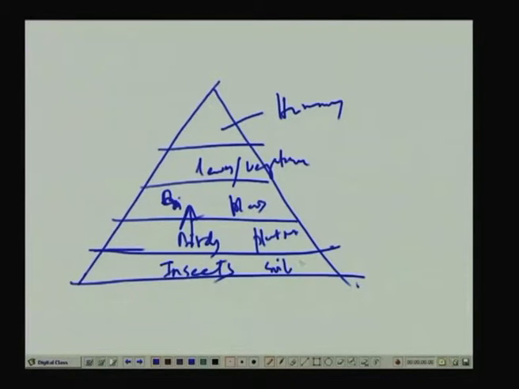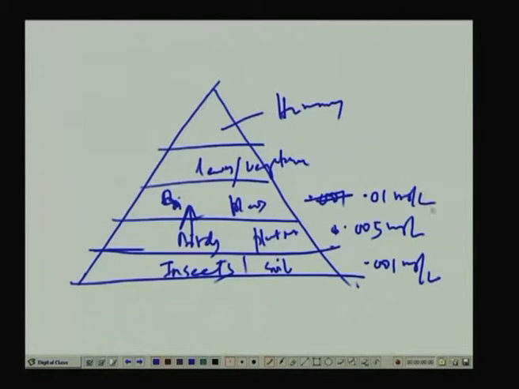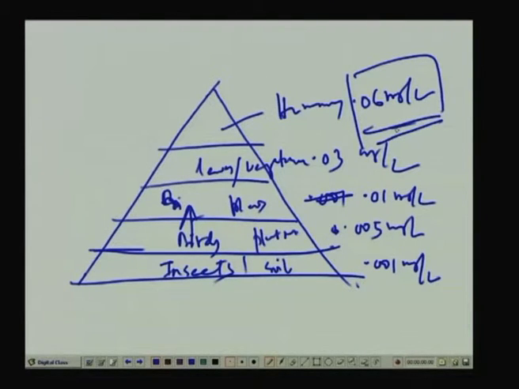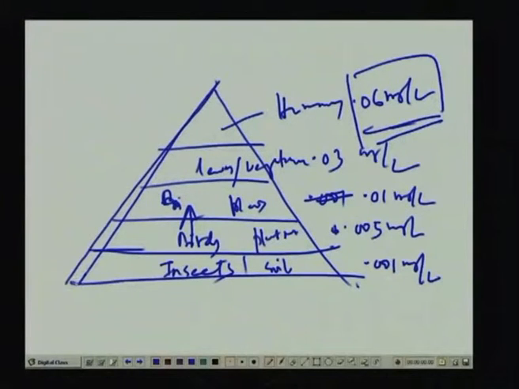What has started as a very small concentration, say 0.001 milligram per liter at the insect level or the soil level, would keep on accumulating. In the next level it would be say 0.005 milligram per liter, then 0.01 milligram per liter, the next phase maybe 0.03 milligram per liter. Finally, when it comes to humans, it may be 0.06 milligram per liter. This is called the bioaccumulative nature. It would continue to accumulate in the organic systems.